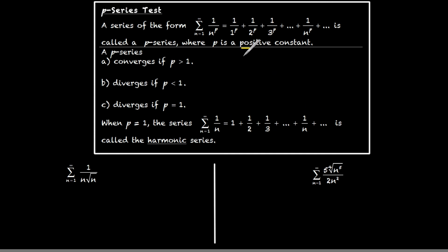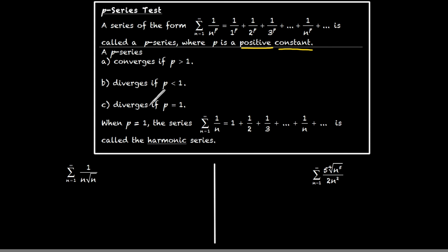where p is a positive constant. That doesn't mean that p must be an integer. It just must be a constant. It could be 2.3, it could be 4.5, but it is positive and it's a constant.